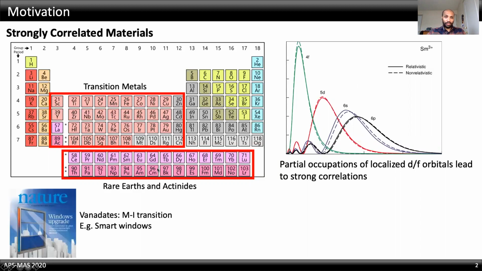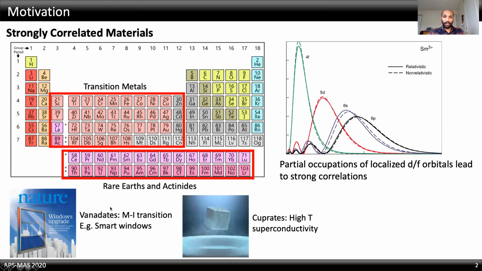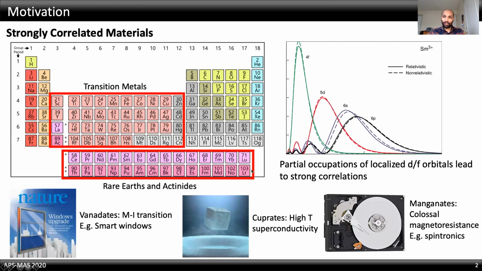The correlations lead to intriguing properties such as metal to insulator transition seen in vanadates. This is the basis for smart windows, and high temperature superconductivity seen in cuprates, and colossal magnetoresistance displayed in manganates. And this is the property used in spintronics applications.